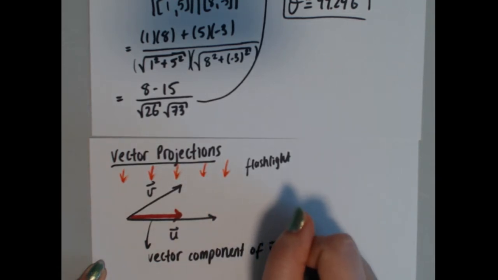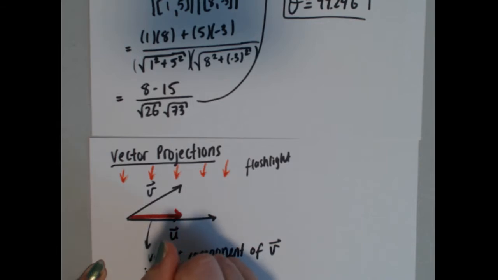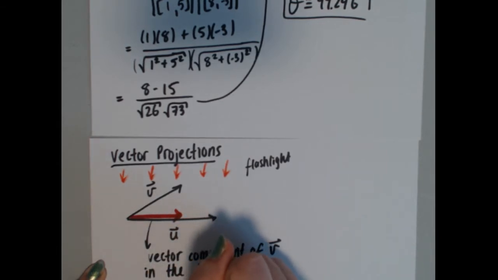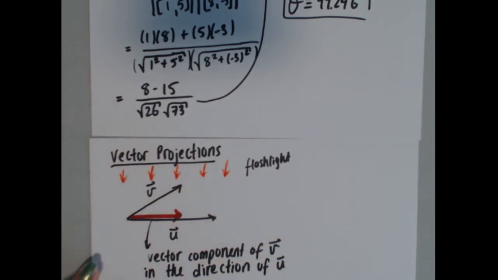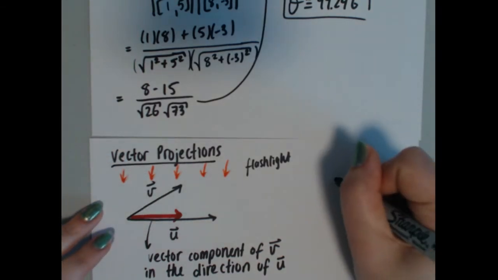of v in the direction of u. You can clearly see that red arrow is in the direction of u, and that is only one piece of it. You know how to make components.